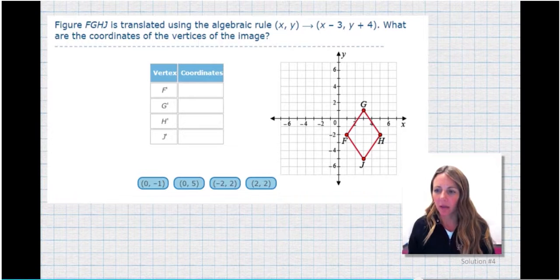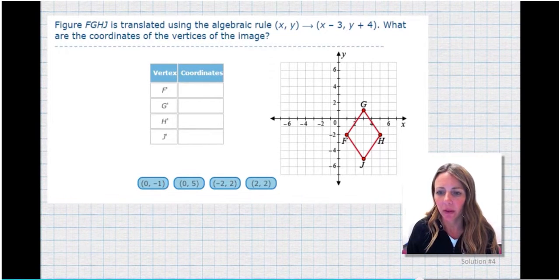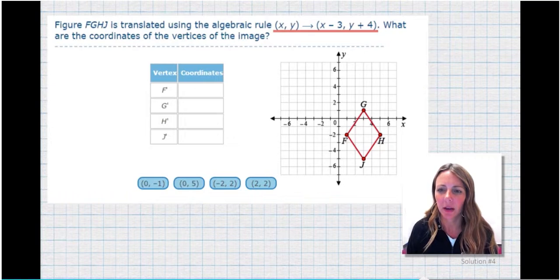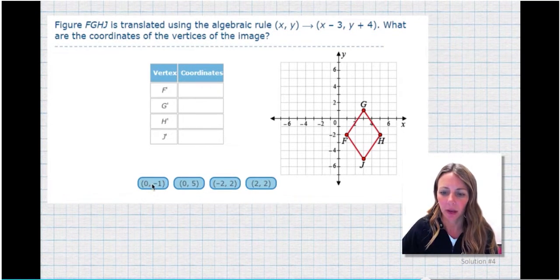So here's a second one that we want to look at, just kind of going the other way. Figure FGHJ is translated using the rule, and they show you the rule there. What are the coordinates of the vertices of the new image? And they gave us some options here.